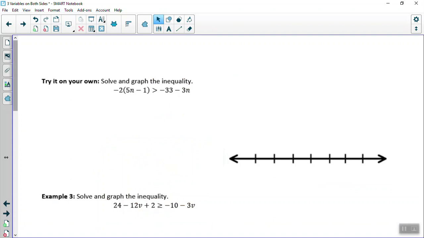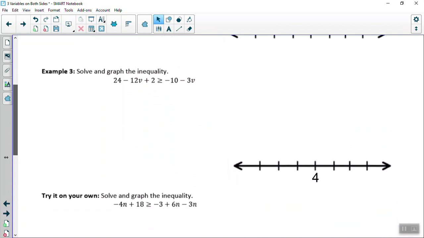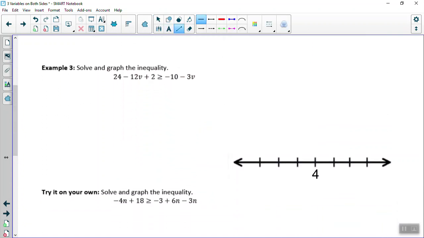All right, let's take a look at another example. This time, I don't have any parentheses, so I'm not going to distribute. But I do notice that I've got several terms over on the left side. I actually have 3 terms there. I've got a constant, a variable, and then another constant. I'm going to combine my like terms together.